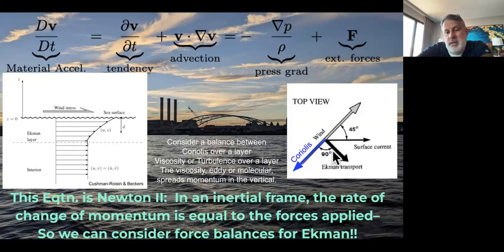Perpendicular to the wind direction, perpendicular to the Coriolis direction, so that the wind and Coriolis are opposing one another. And at least in the northern hemisphere, the Ekman transport is 90 degrees to the right of the wind direction.